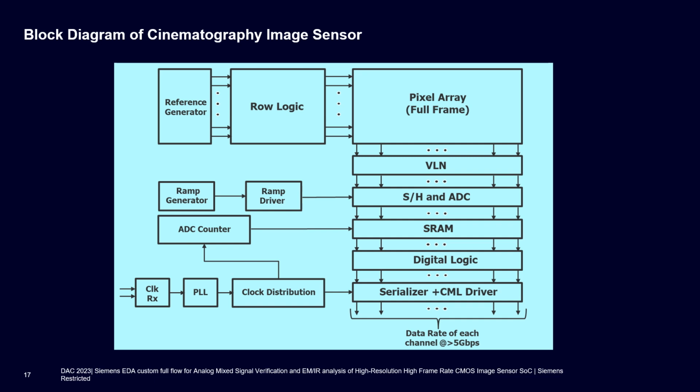Since we have a column parallel architecture, the output of each column of the pixel array is buffered by a source follower stage called VLN, sampled and converted to a 12-bit digital signal by the single slope ADC. We have an on-chip ramp generator driving the ADC, and an ADC counter which latches signal-dependent values in the analog SRAM on the chip. The digital logic samples the SRAM values for multiple columns and performs a 64-66 encoding before passing the data to the serializer.